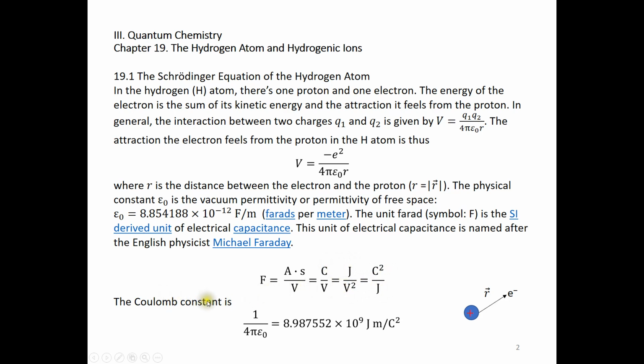Now the Coulomb constant is defined to be 1 over 4 pi epsilon 0, which is roughly 9 times 10 to the power of 9 joule meter per coulomb squared. So if you have a 1 coulomb charge over here, and another 1 coulomb charge 1 meter away, the potential energy between these two charges is roughly 9 times 10 to the power of 9 joule.